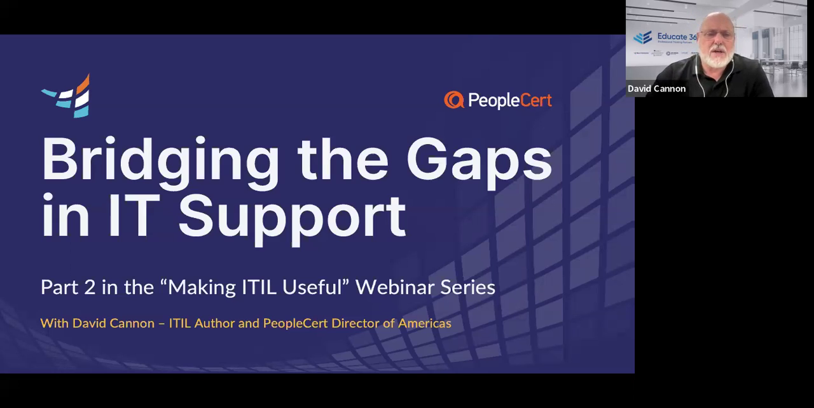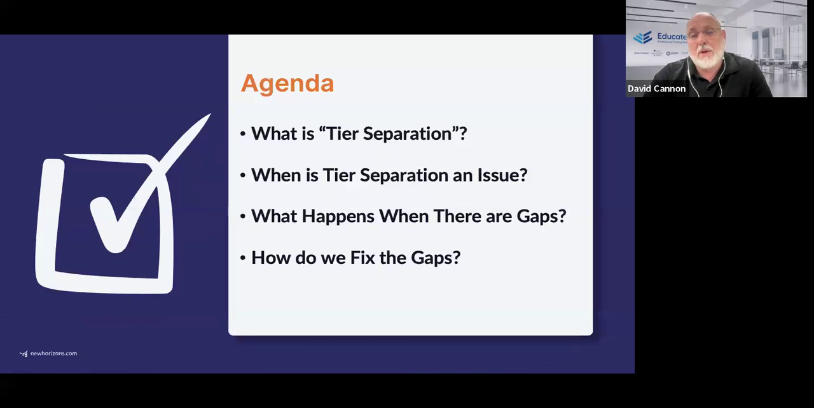So let's get straight into it. We're going to be covering what tier separation is. Then we're going to ask, when is it an issue? Because it's not always an issue. In fact, tier separation is a pretty good thing, and I'm going to explain why. But it can have gaps, and when there are gaps, it really doesn't work very well, and it causes all kinds of trouble. So what happens when there are gaps? How do you know you've got them? And then how do we fix the gaps?